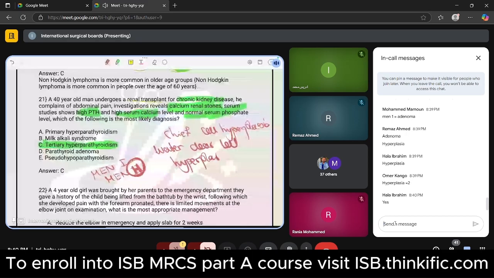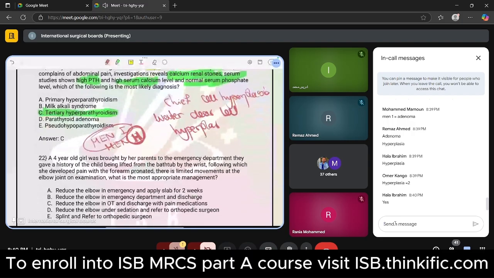In cases of MEN type 1, the hyperparathyroidism is more severe compared to cases of MEN type 2. Okay? So it means that surgical treatment is more likely with MEN type 1 compared to MEN type 2. But anyway, that's just a detail. If you want to know about it, it's okay.